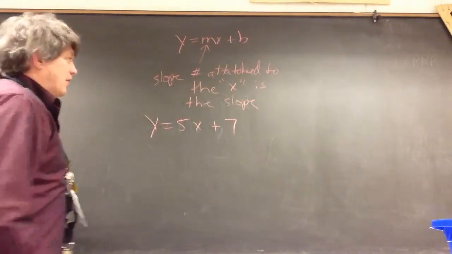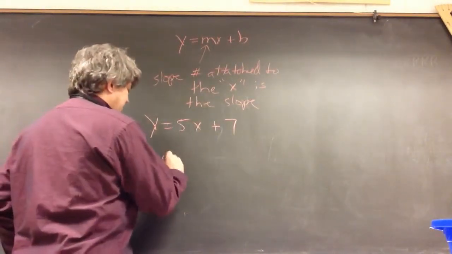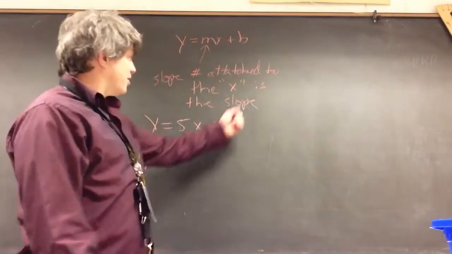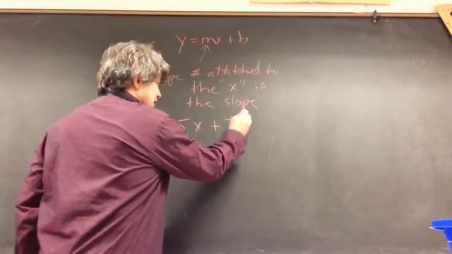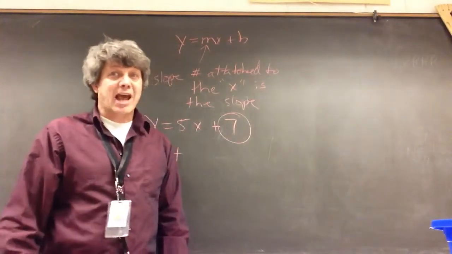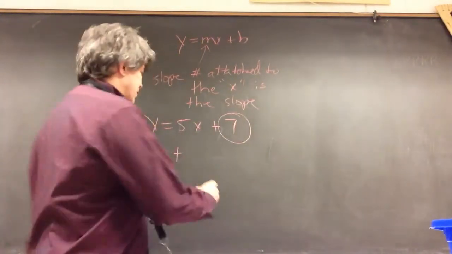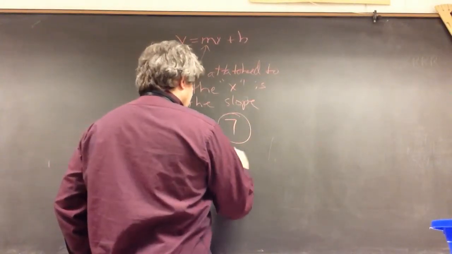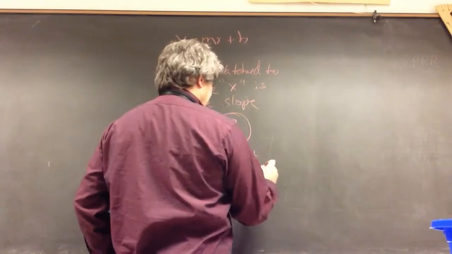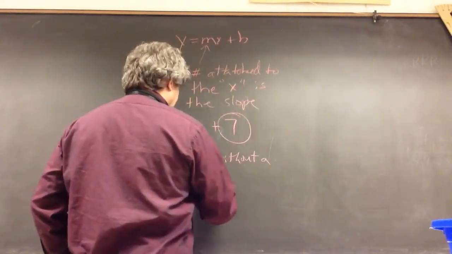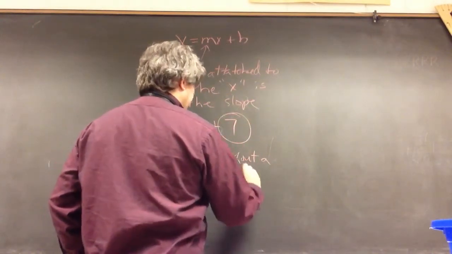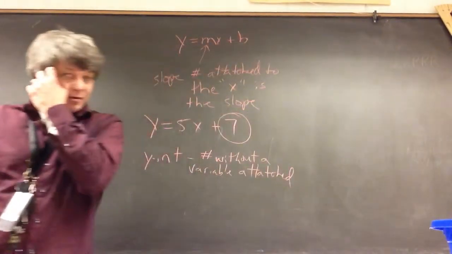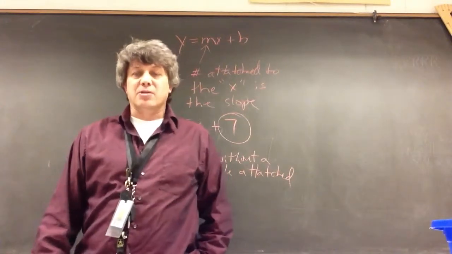Okay? The next thing we talked about is the y-intercept. When it's set up in y is equal to mx plus b format, this b, this number that doesn't have a variable attached to it, the constant, that's the y-intercept. So this is the number without a variable attached. And as I talked about in class, I don't remember if I'm spelling attached right, but you get the picture.